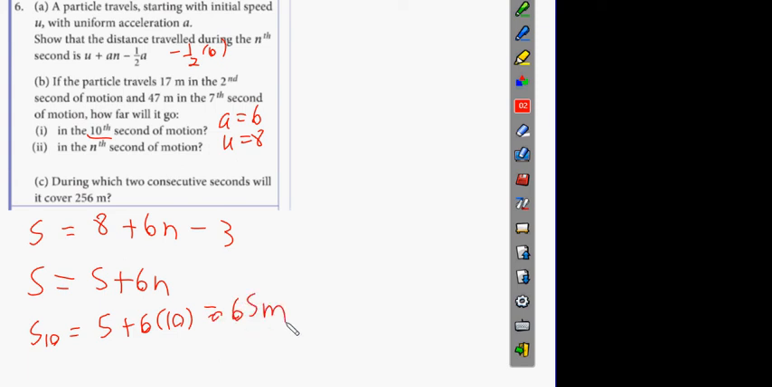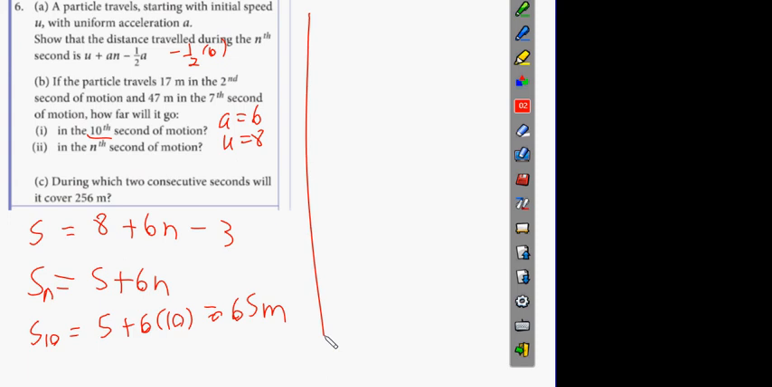The general formula, we want the nth second of motion. How far will it go is what we're looking to find in the nth second of motion. Oh yeah, we already have that down: 6n plus 5. So Sn is 5 plus 6n. It's already written for the nth second.